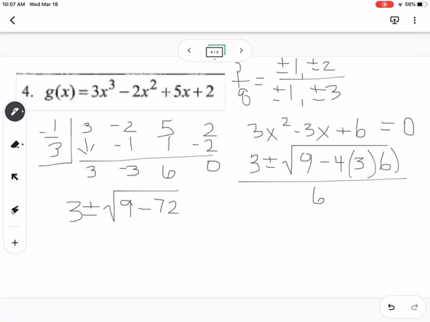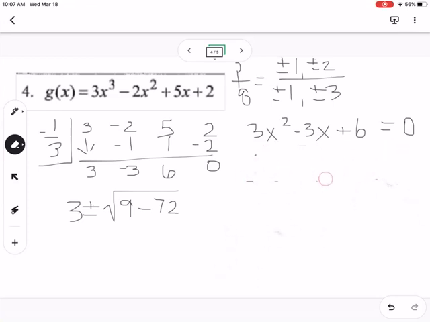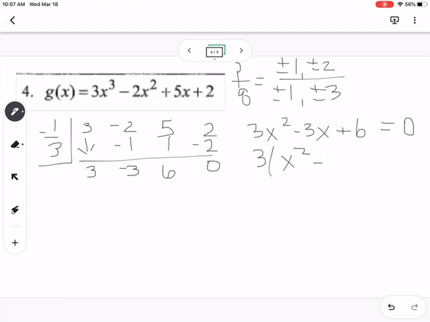what did I do wrong? 4 times 3 is 12 times a. Oh, we could have factored out a 3. Let's do that. That'll make our life a lot easier. I didn't see that. Let's do that now. It won't make these numbers so huge. Okay. So we're going to factor out a 3. We get x squared minus x plus 2 equals 0.